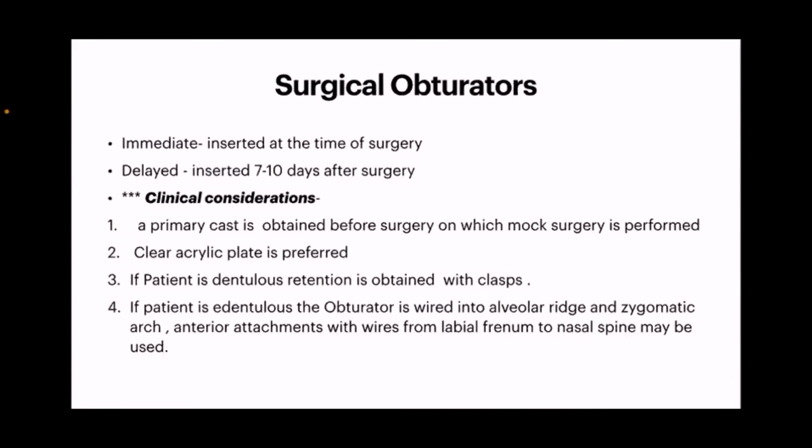Clear acrylic plate is generally preferred for the surgical obturator so that the inner wound can be easily seen through it. If a patient is dentulous, retention is obtained with the clasp. If the patient is edentulous, the obturator is wired into the alveolar ridge and zygomatic arch. Anterior attachments with the wire from labial frenum to nasal spine may be used.